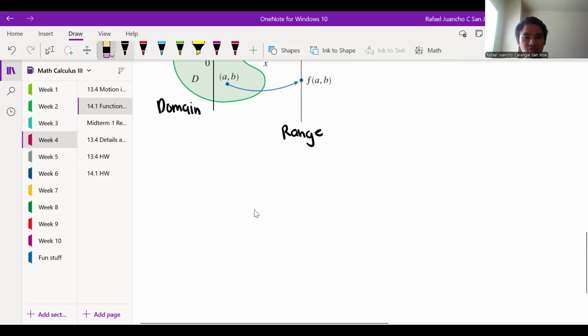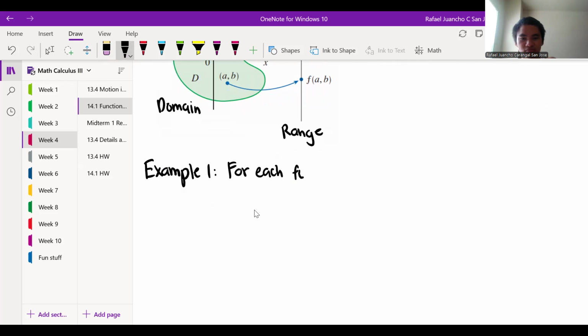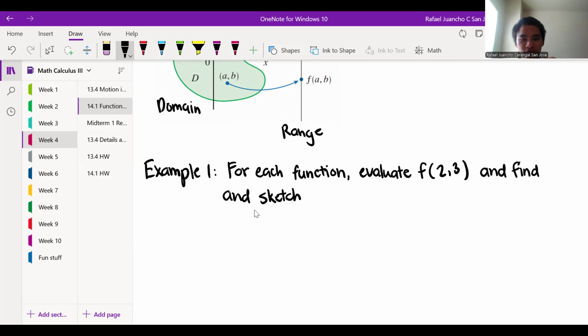Let's try doing some examples. So my first example here, for each function, I'm being asked to evaluate the function at a certain xy. So my x is 2, my y is 3. And then I find and sketch the domain. Okay, let's go through each of them one by one.